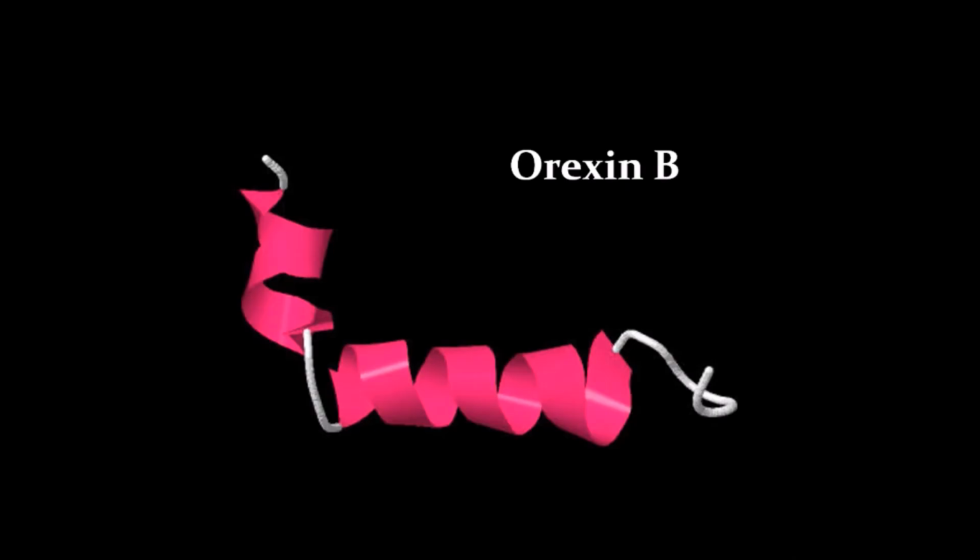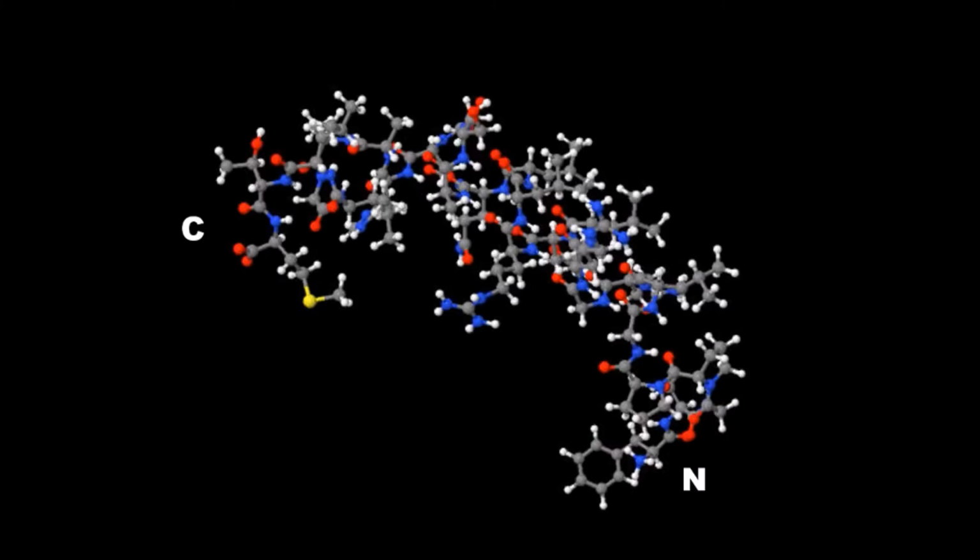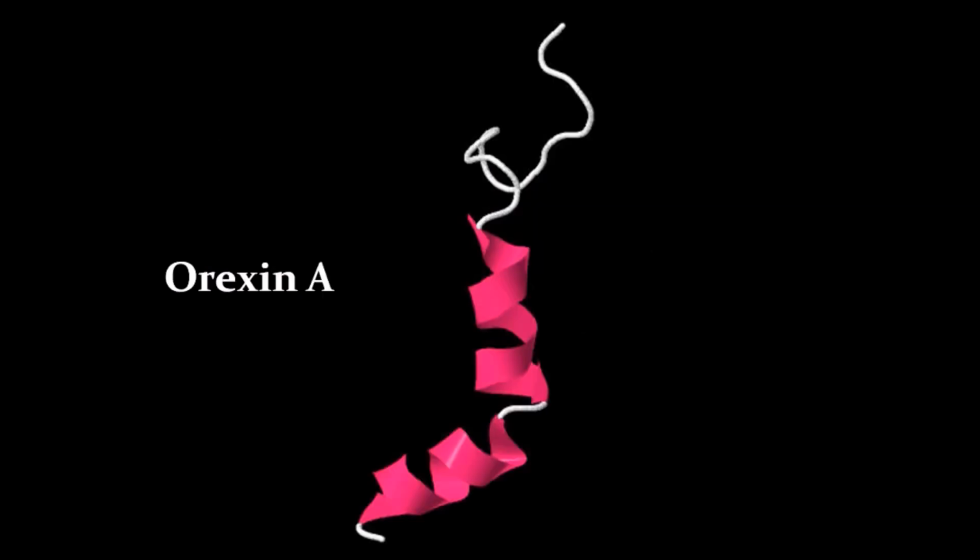Orexin B is a linear peptide that forms two alpha helices, one slightly longer than the other. The C-terminal of orexin B is easily identifiable by the terminal sulfur-containing methionine residue. It is amidated here as a post-translational modification, so in the final product, this carbonyl group is converted into an amino group. Orexin A is slightly more exciting.